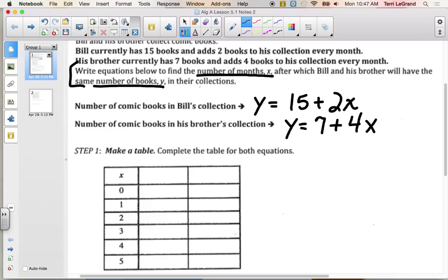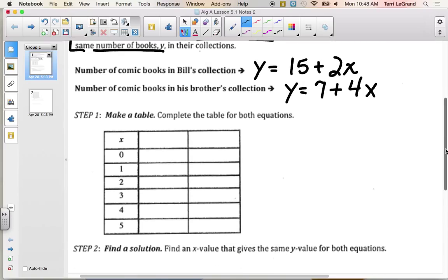How many of you agree with Shmarky's equation? Do you think that's a good one? Okay. Yeah. Total number of books in the brother's collection should be 7, the amount he starts with, plus the 4 that he's going to add every month, so that's our 4x. 4 is our slope.